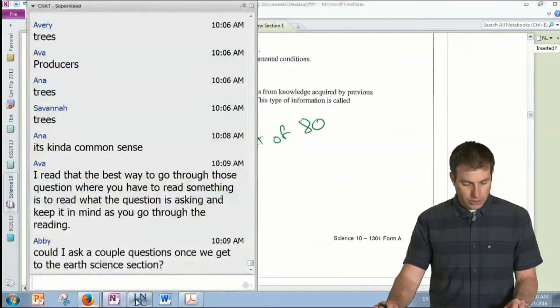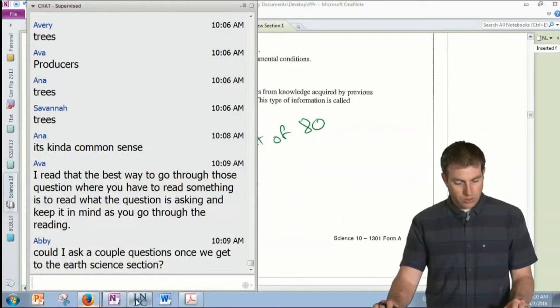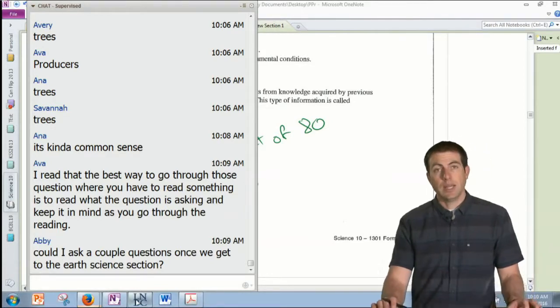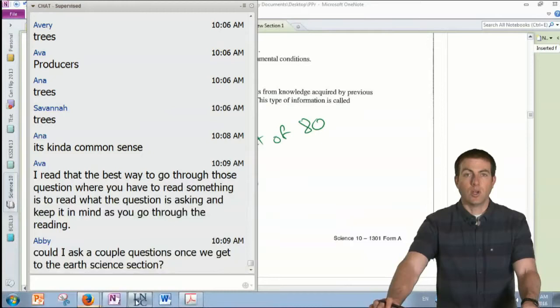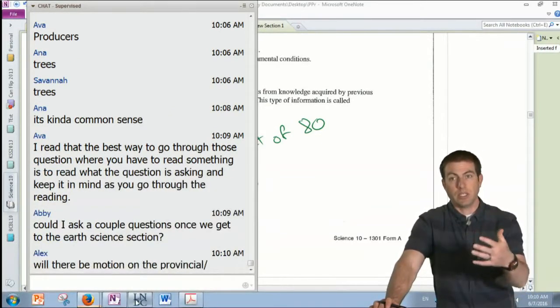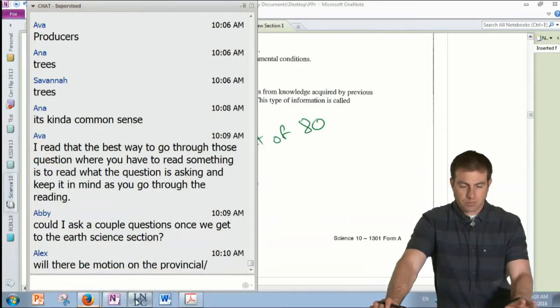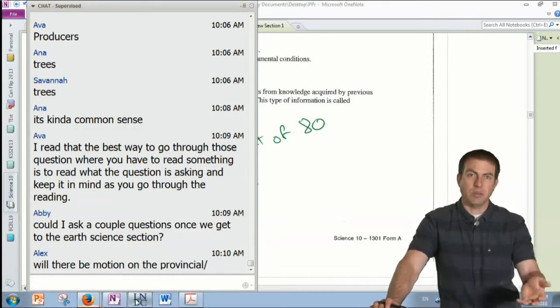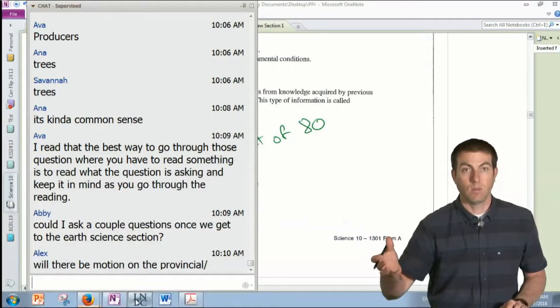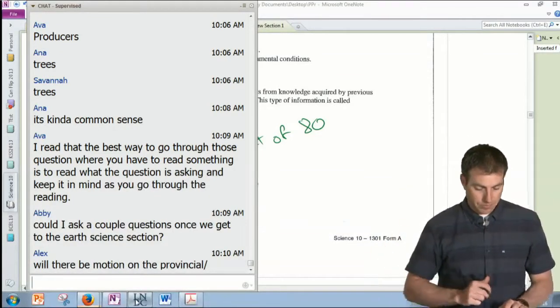Yeah, for sure. I read the best way to go through those questions where you have to read something is to read what the question is asking. Keep it in mind as you go through it. That would be a great strategy, actually. So read the question first, and then read the information that's given, the little blurb, and then you'll be able to look for what is actually being asked in the question. That's a great strategy.